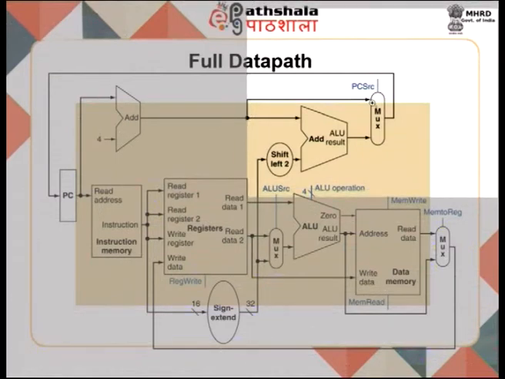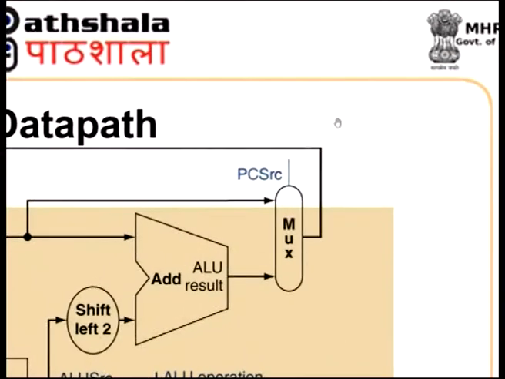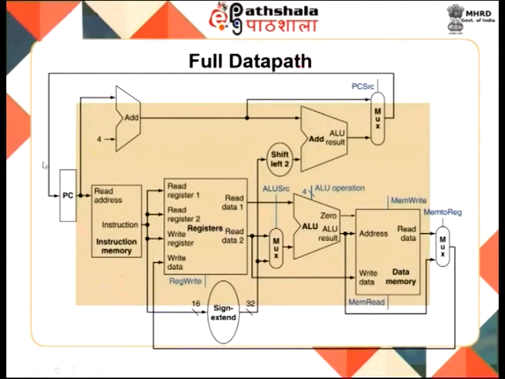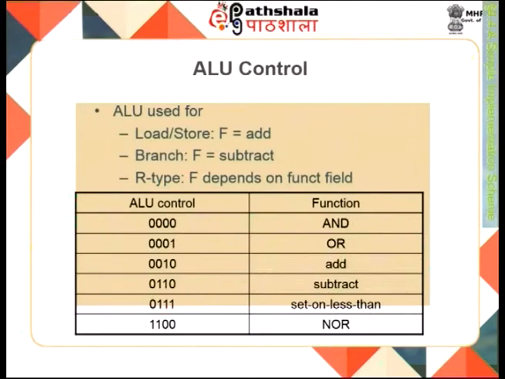Say for example, you have the PC source control signal, where the PC source is used to identify which is going to be used as the data that is to be written into the PC. For example, whether it is going to be PC plus 4 or the branch address instruction. Similarly, you have an ALU source here which will tell you whether the register's contents or the sign extension is going to be used as one operand that is given into your ALU. So likewise, we have already defined all these control signals. Now we look at how the control path is getting implemented.